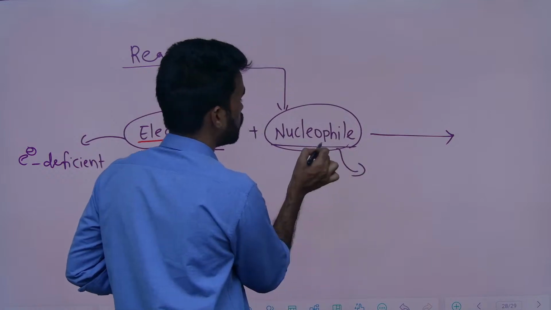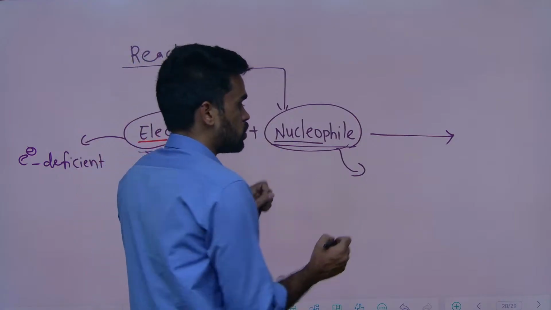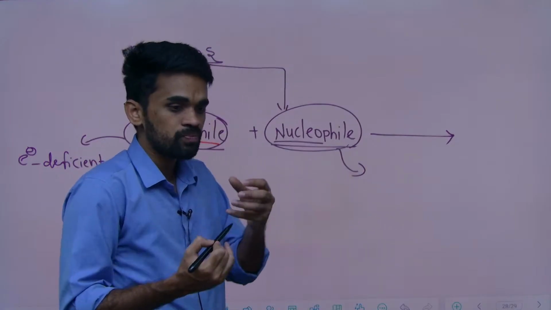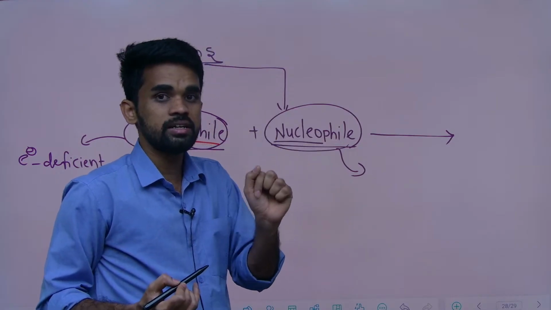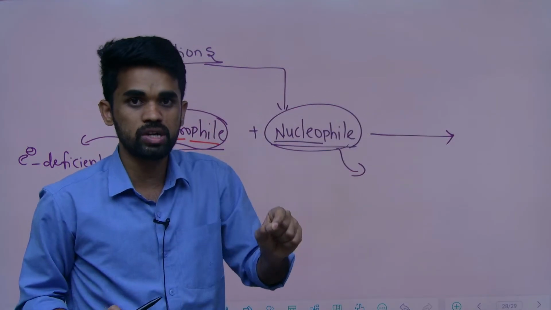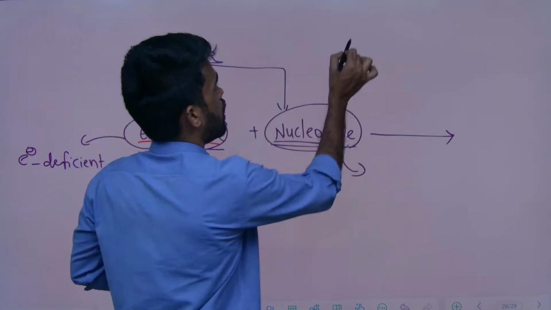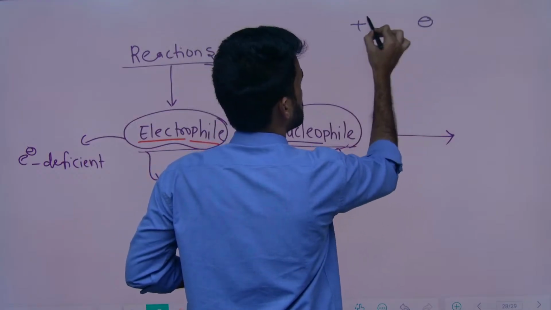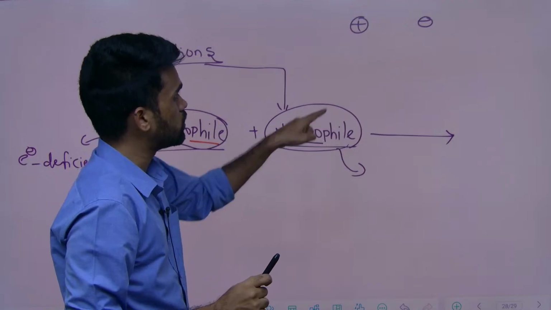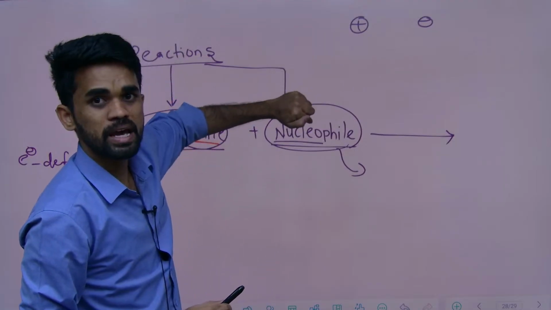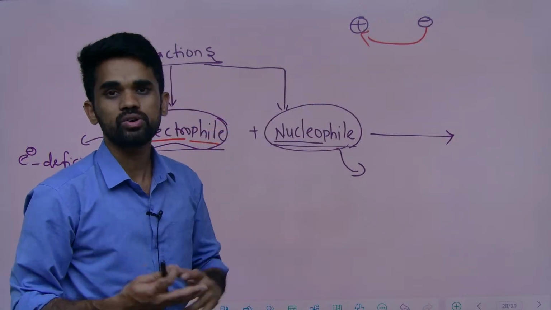What about nucleophiles now? Nucleo means nucleus. Phile means love, attraction. So nucleophiles have attraction towards the nucleus. Nucleus means positive charge, so they have attraction towards positive charge, which means they must have negative charge. We know opposite charges attract each other, right? This fellow has attraction towards the nucleus, so it might have a negative charge. That is how you can understand, simple.